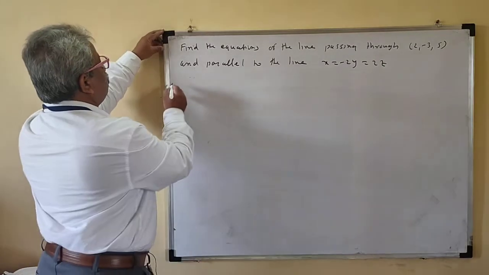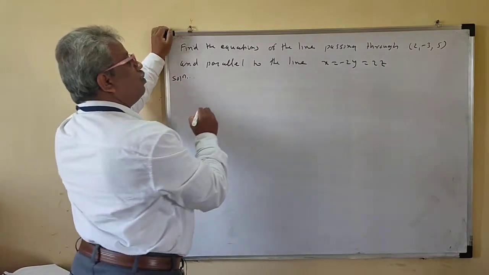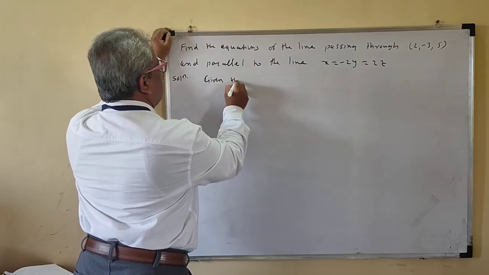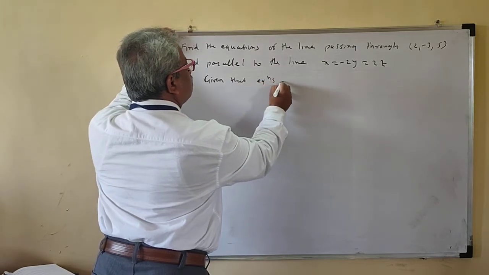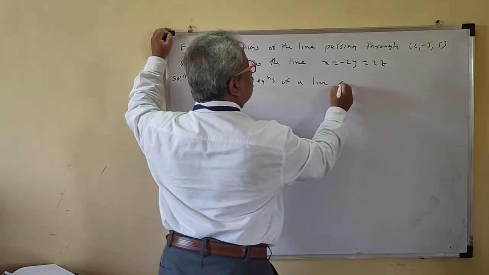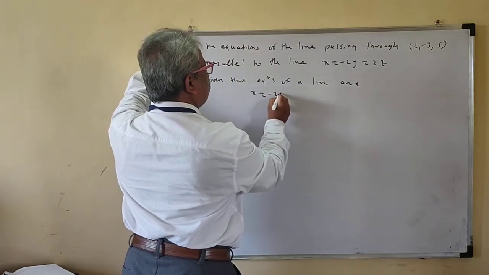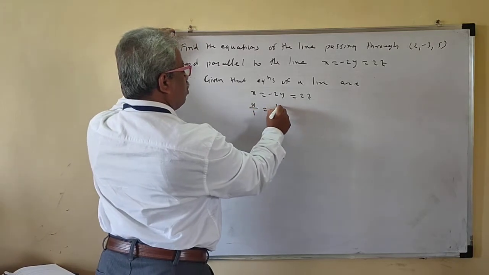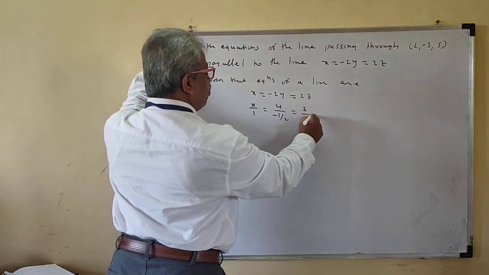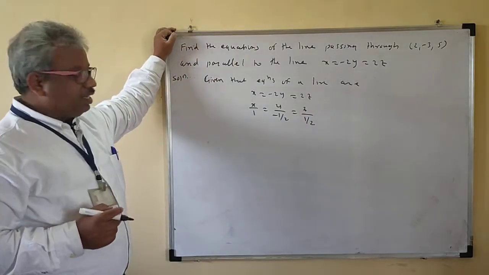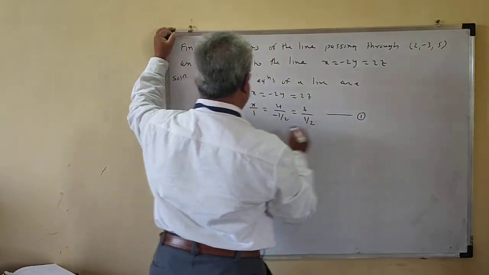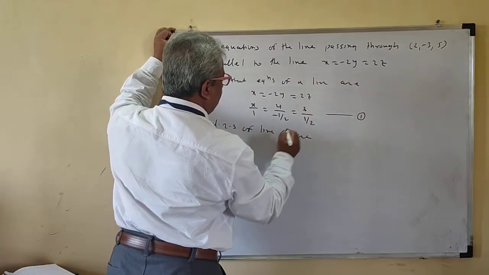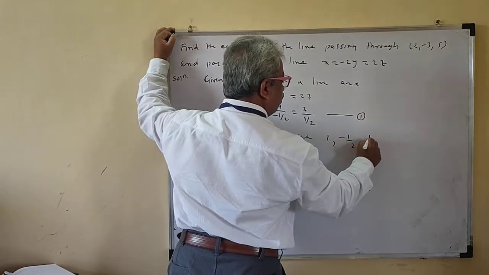Okay, so this is your solution. Given that the equations of a line are x is equal to minus 2y is equal to 2z, I can write this in the form x upon 1 is equal to y upon minus half is equal to z upon 1 by 2. I will call this 1. So the DRs of line 1 are 1, minus half, 1 by 2.